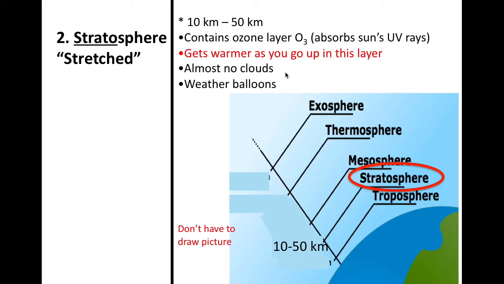As we go further up in altitude, the temperature increases. In this place, there's almost no clouds. And this is where we send out weather balloons. And weather balloons go in this area in order to tell us how the atmosphere is behaving to help us to predict how the weather will be where we are on Earth. There are also sometimes some planes that fly in the lower level of this layer.